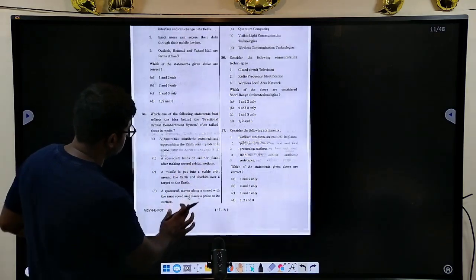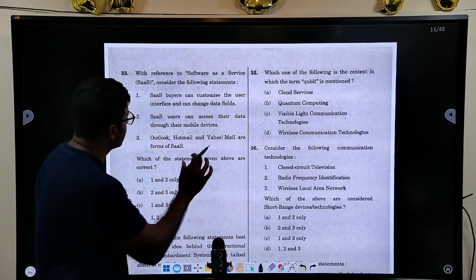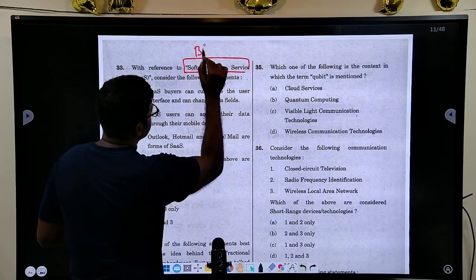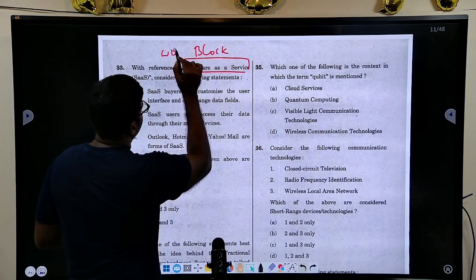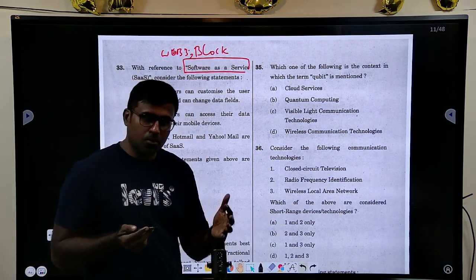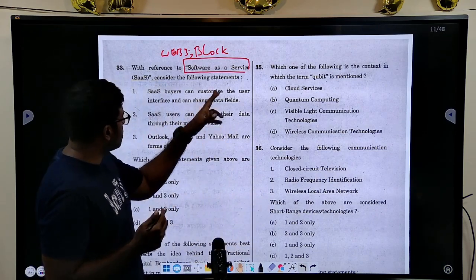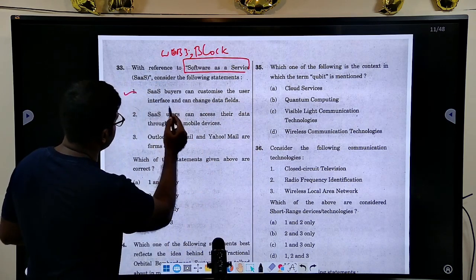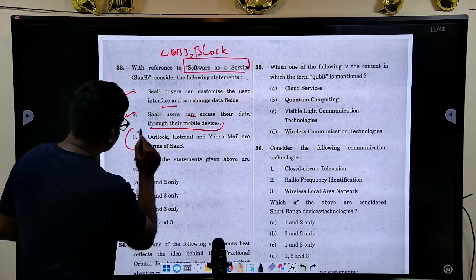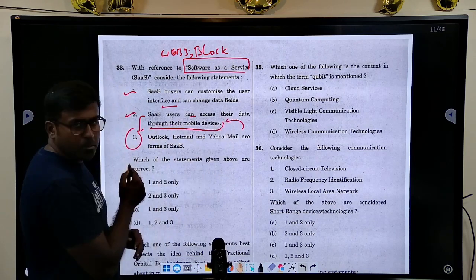The next thing. Again, this is also web 3, blockchain. Outside, many things can be spoken, but inside it is a little scary. But apply the same logic. Software as a service, same. Customized, correct. Users can access their data through their mobile devices. So if this is true, this is true. Your Hotmail, because we are accessing it through mobile. So this is also true.